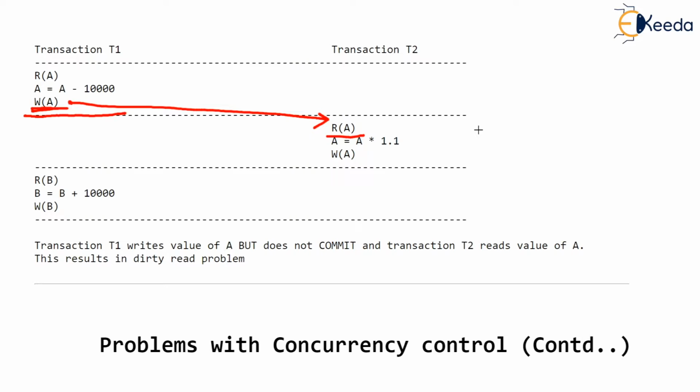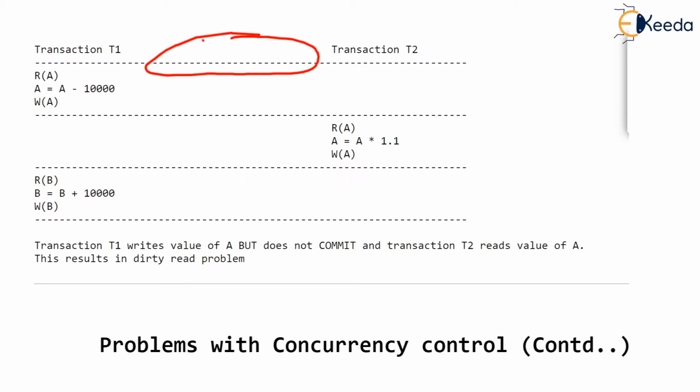So let's see what the consequences are, what really happens, why we would not like this dirty read problem to occur and what the problem is exactly. As an example, let's take the data store again. Let's say that A is 30,000 and B is 20,000. This is the permanent storage. And as usual, T1 is transferring 10,000 from A to B and T2 is offering 10% interest to A.